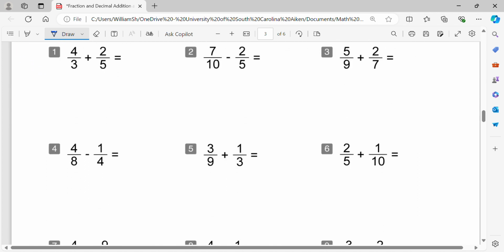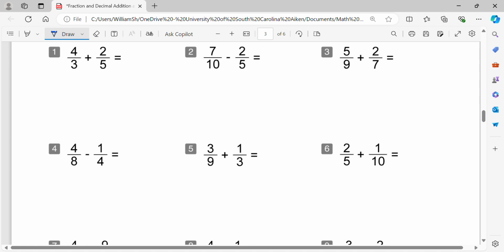The way we do this is we look at the numbers that are in the denominator. If they don't match, we try to figure out what we need to do to each of those respective pieces to make them match. So if I look at number 1, it says 4/3 plus 2/5 equals. They don't have the same denominator. One's got a 3 in the denominator, the other has a 5 in the denominator. What are we to do? Well, we need a common denominator.